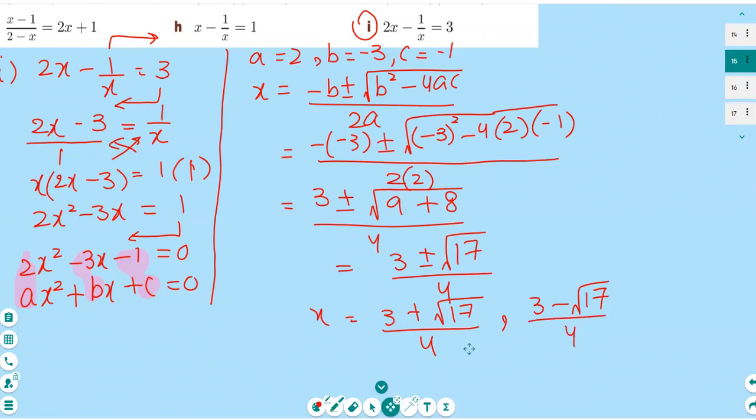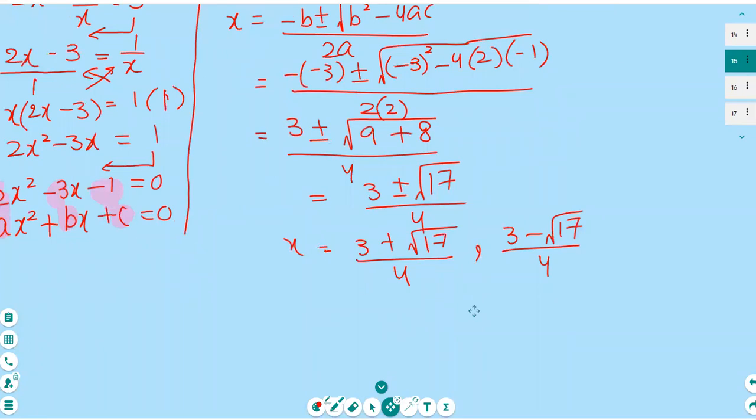Exact answers are these. If you want to convert in decimal form, you can use your calculator, and I'm using mine. So 3 plus square root 17, divided by 4. So the first answer I got is 1.7 in 3 significant figures. And the second is negative 0.281, right? Okay, so these are the roots of the quadratic equation given.